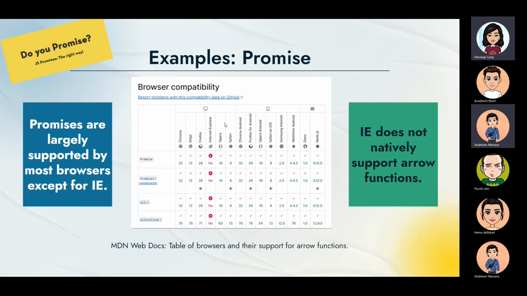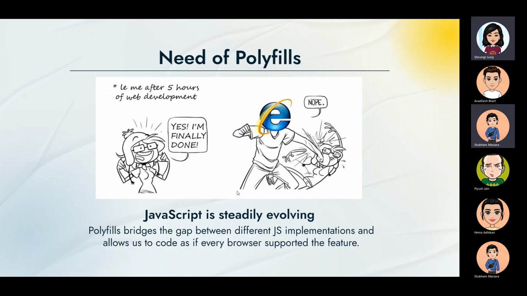Similarly, we can see Promise as well. Promise is supported by most of the browsers, but it is not supported by Internet Explorer. So to rectify this problem, polyfills came into the role. A polyfill bridges the gap between JavaScript implementations and allows us to code as if every browser supported the feature. What a polyfill actually does is, if Internet Explorer is not supporting certain methods, the polyfill will create a simulative function of that specific method so that Internet Explorer can also read that method.